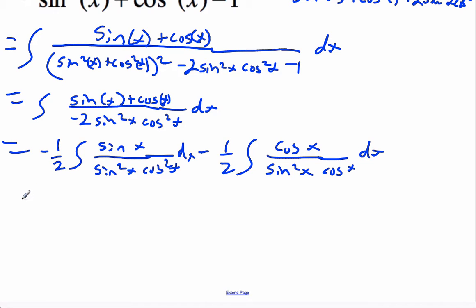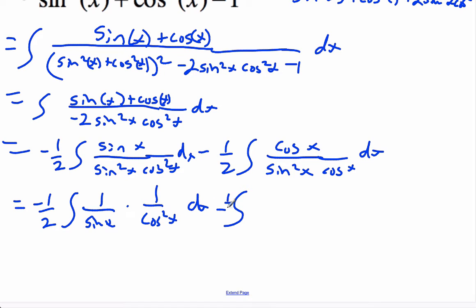And then things will cancel. We're going to get negative half, and that's going to cancel with 1 down here. So that's gone. I'll write it like this: 1 over sine x times 1 over cosine squared x. And this will be 1 over sine squared x cosine x dx.